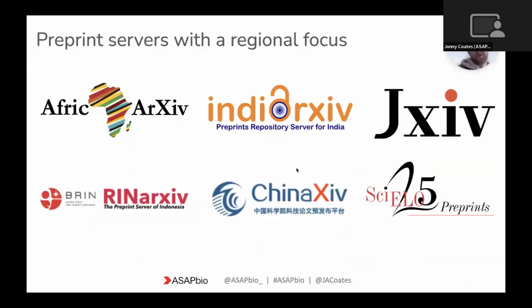So some preprint servers have a very regional focus, and these are things like Africa Archive, India Archive, although I don't think that exists anymore. Japan Archive, China Archive. Cielo is a Spanish preprint server that is doing particularly well, actually. And these are really good if you want to publish in non-English, or if you do some work that is relevant to a particular region.